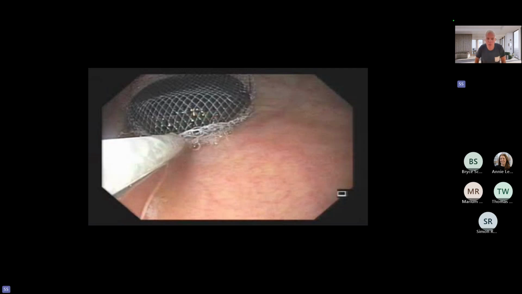Okay, so this is a gastric foreign body, gastric coin, and this is being removed by a Roth net. And that's the way you take them out in the stomach. You don't take them out with a forceps when they're in the stomach. Why not? Think about anatomy.